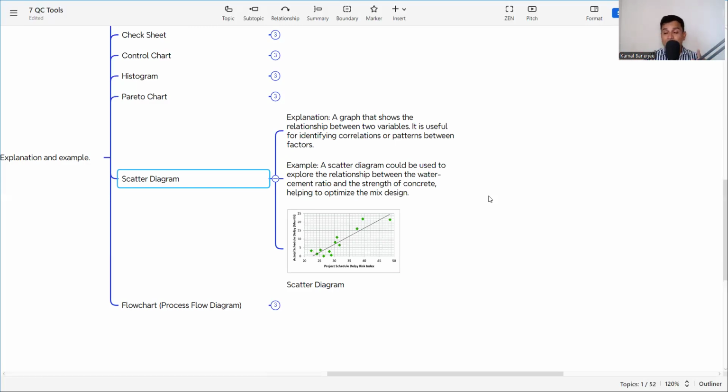So this scatter diagram helps you to optimize the mix design, to find out at which water cement ratio we are getting the maximum strength, so that we can use it. That is why this scatter diagram is also important in quality control.